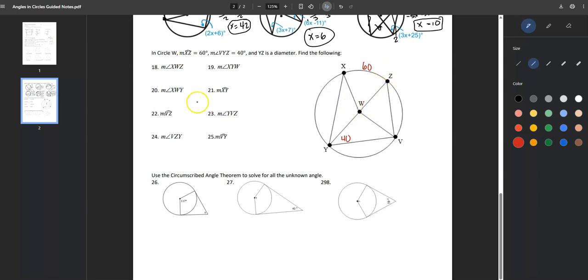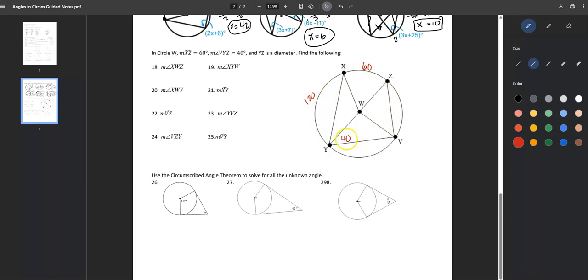And then I know this is a diameter, okay? So before I even answer any of these questions, I'm just going to fill in this here. So this is a diameter, which means that's half of a circle, which is 180. So 180 minus 60 will give me this 120 from this other side, okay?